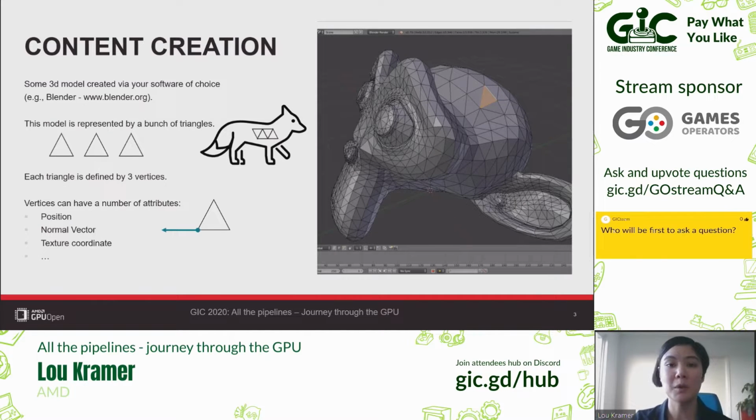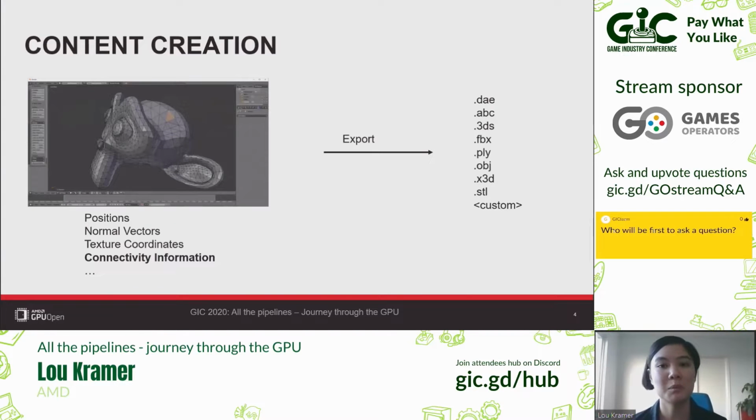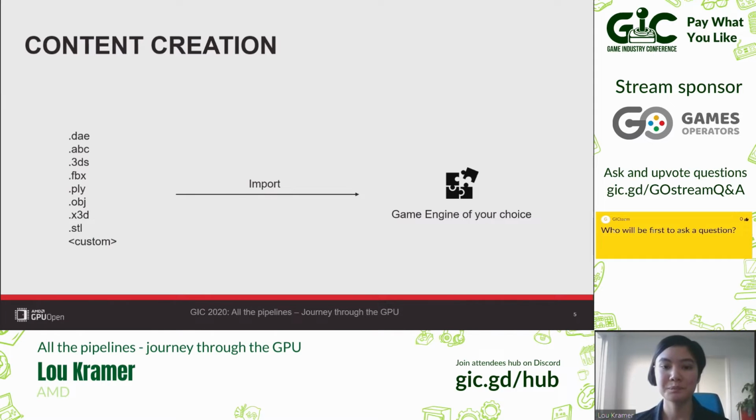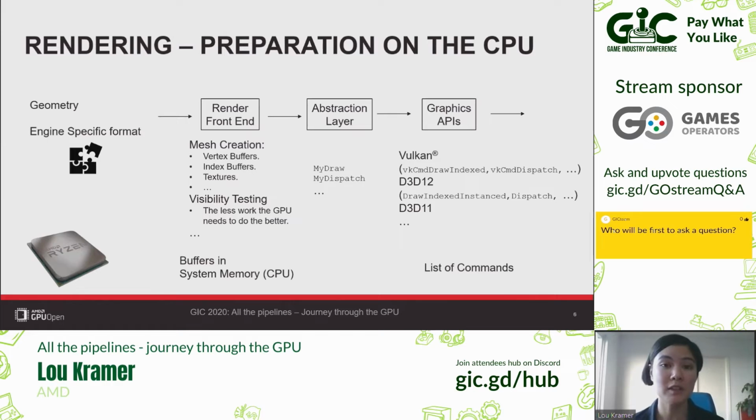And then if you have your model, you can export it using some kind of format. There are a lot of different formats out there, but you can also use a custom one. Important is that you have all your vertices with all the attributes of these vertices, and that you also additionally store the connectivity information between these vertices so that you know which 3 vertices span a triangle. And then if you have your exported object, you will import it into your game engine of choice. And in your game engine, there's usually a game engine specific format and representation of your object.